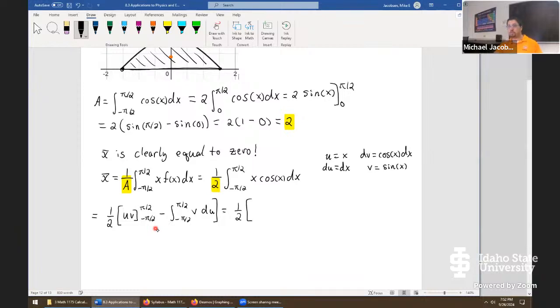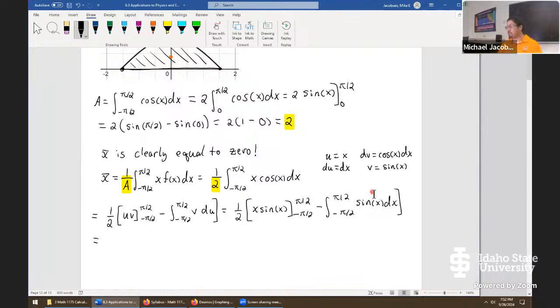Next, it's going to be 1/2. No more stalling on this problem, and start plugging everything in. U times v is x sine x, which is evaluated from negative pi over 2 to positive pi over 2, minus the integral from negative pi over 2 to positive pi over 2 of v times du. So that's going to be sine x dx. So this one's ready to evaluate. We just need an antiderivative here. Any questions to that moment?